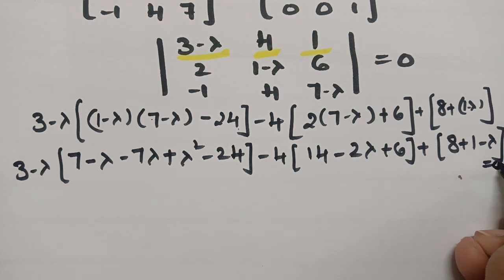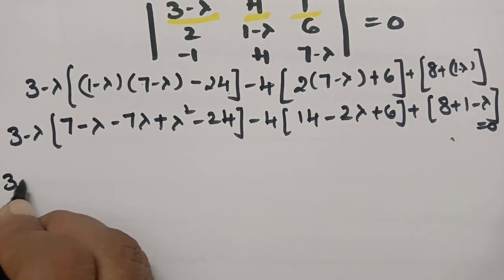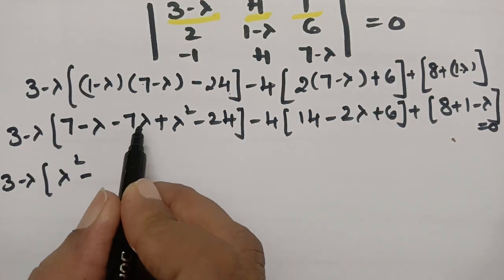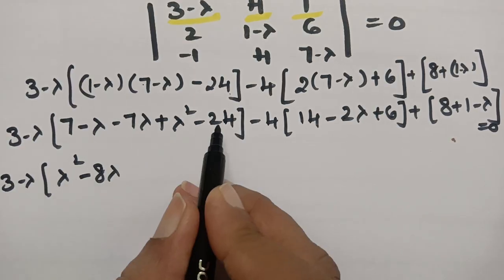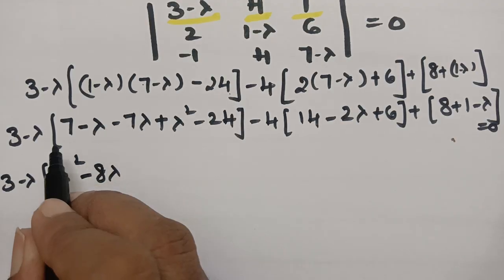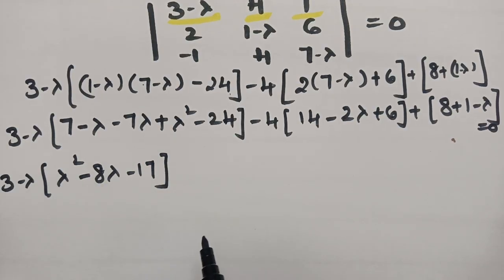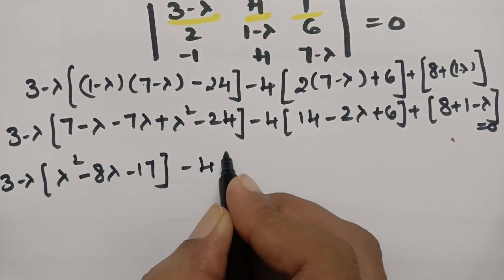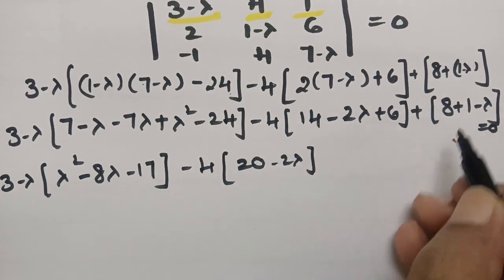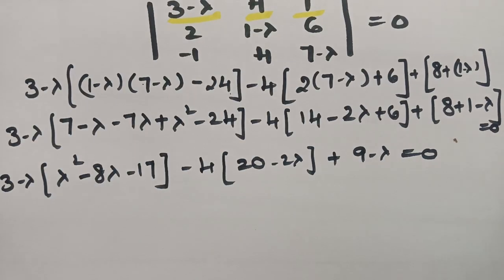So this is equals to 0 and see here, now this value is going to become (3 minus lambda) times of lambda square minus 8 lambda, and see clearly, if you see this one, 24 minus 7, so this value is going to become minus 17, clear. Minus 4 times of, if you see 14 plus 6 is 20 minus 2 lambda and this one, so this is 9 minus lambda is equal to 0, clear.